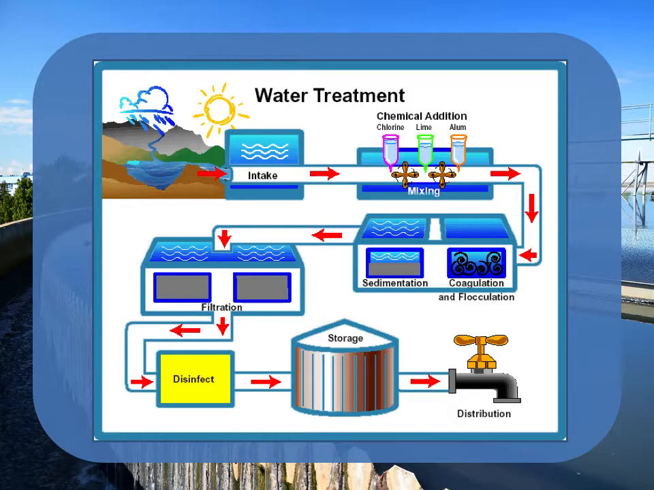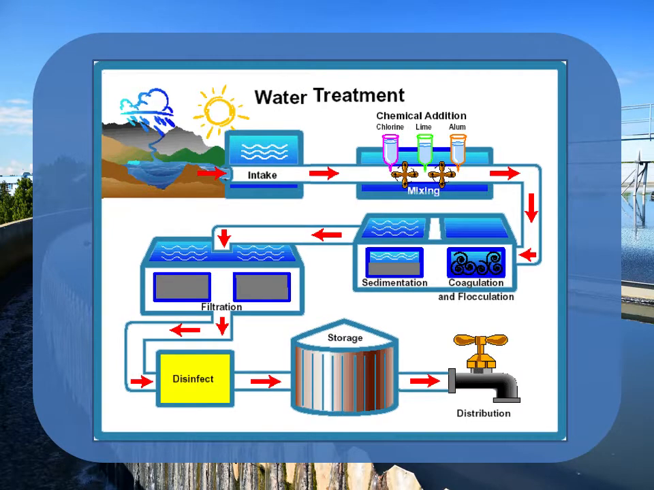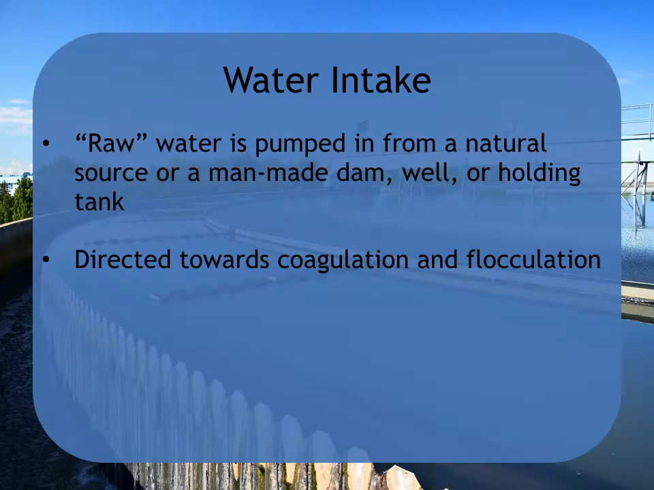We will now review the steps taken in a typical water treatment plant. Before anything else, the water must be taken in. Intake occurs at a variety of sources. Raw or untreated water is pumped in from a natural source, such as a lake or river, or a man-made source, such as a dam, a well, or a holding tank. Water is then directed towards the coagulation and flocculation tanks.